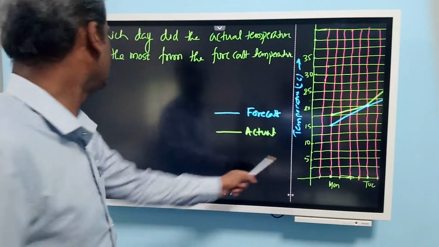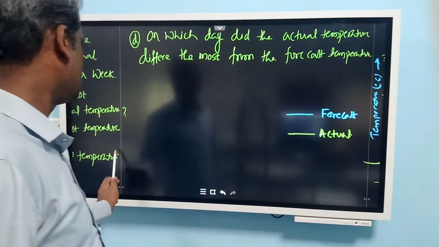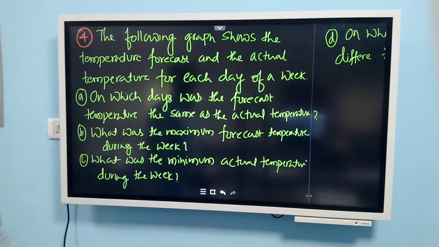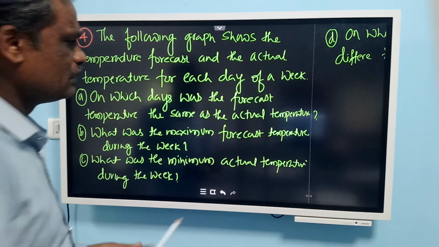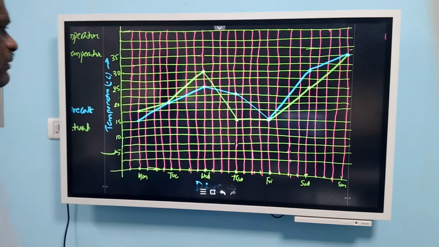First question, let us see the first question now. What is the first question here? On which days was the forecast temperature the same as that of the actual temperature? Tuesday, Friday and Sunday. You see this graph now. On which days are they coinciding?